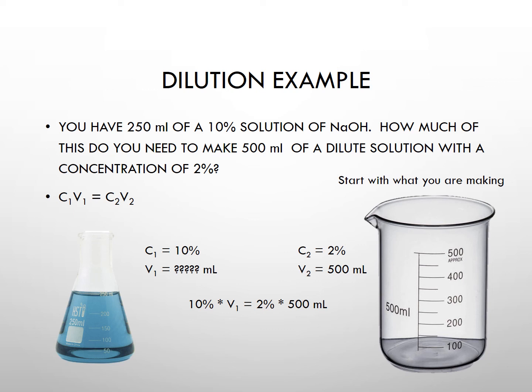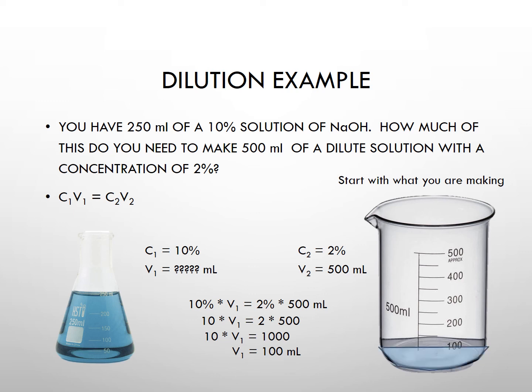We can simplify this a little bit by getting rid of the units, because we know that we're looking for a volume, and that volume will be in milliliters. So we can simplify and just say 10 times V1 equals 2 times 500, and then just go through and continue simplifying. 10 times V1 is 1,000, V1 is 100 milliliters. So in practice, you would use a pipetter, and you would transfer 100 milliliters of our solution from the flask on the left over to the right-hand side.